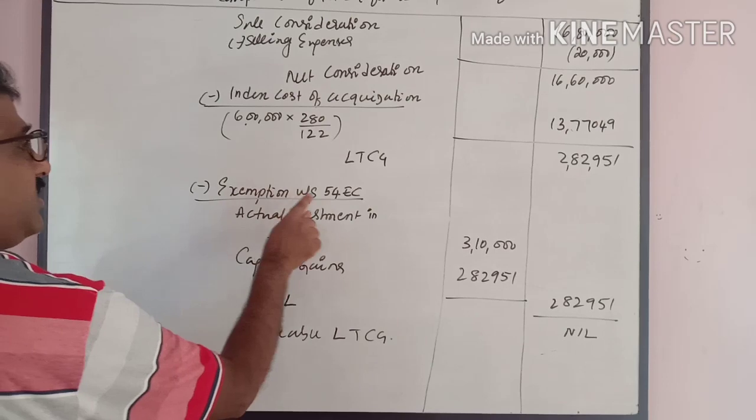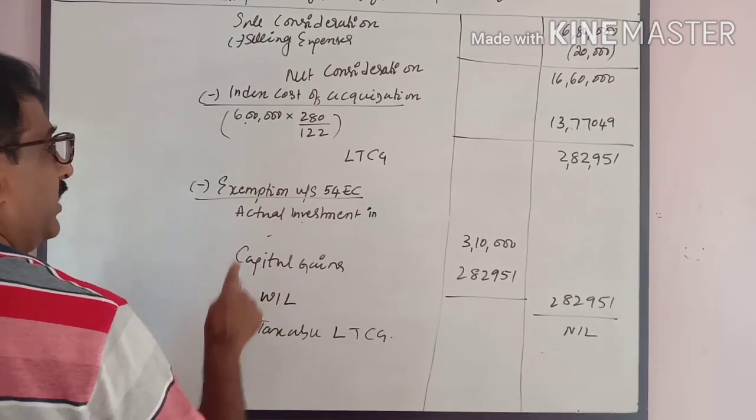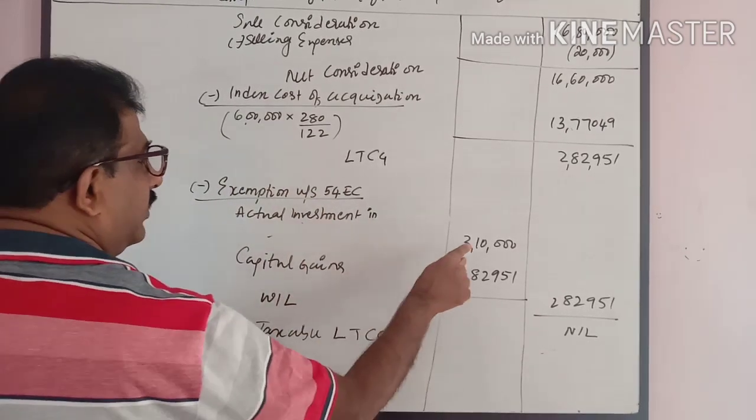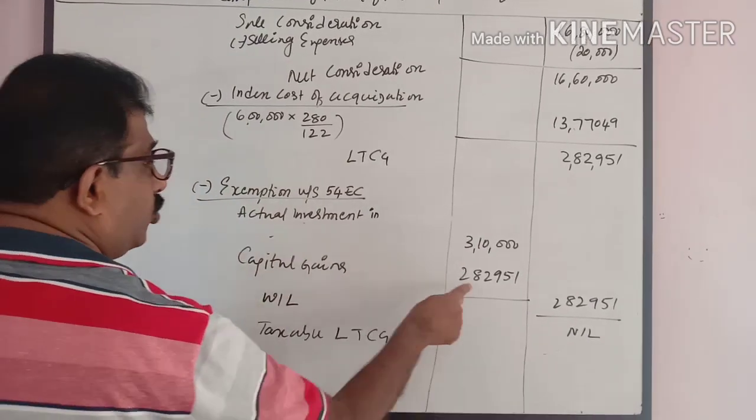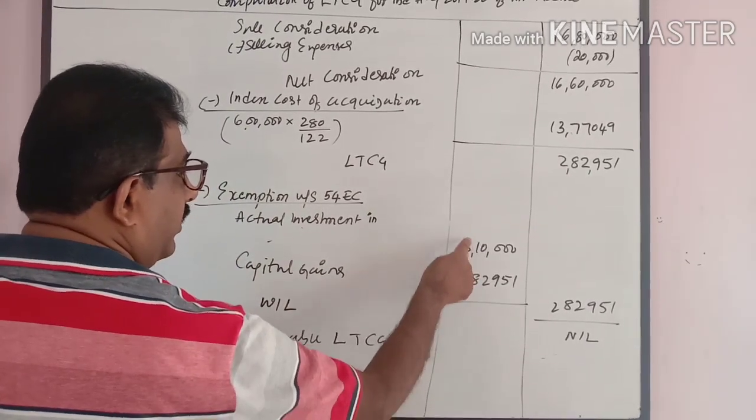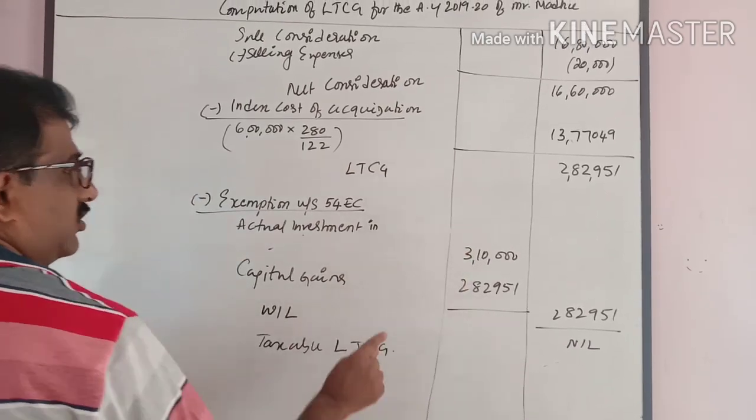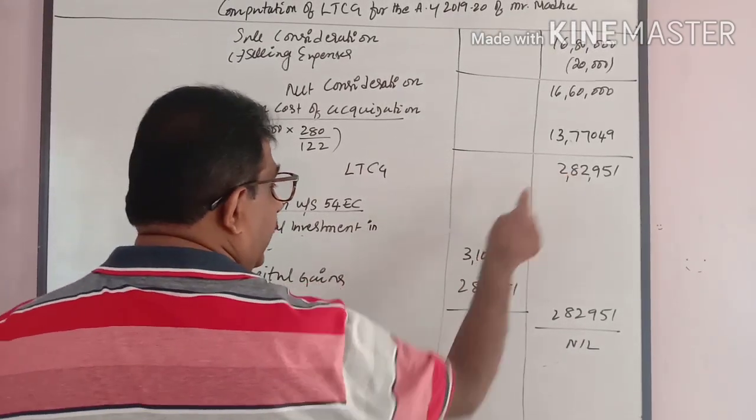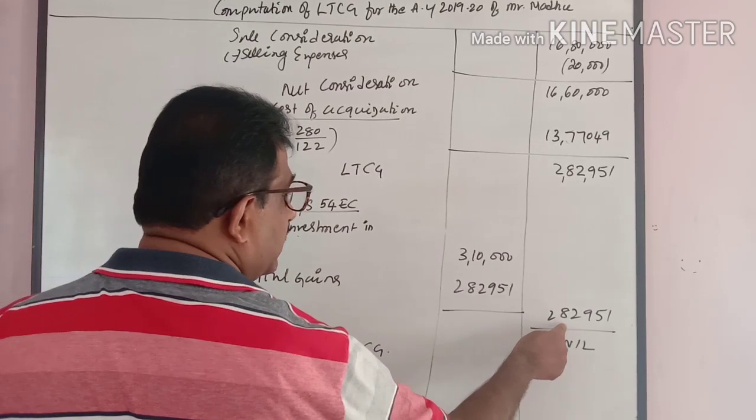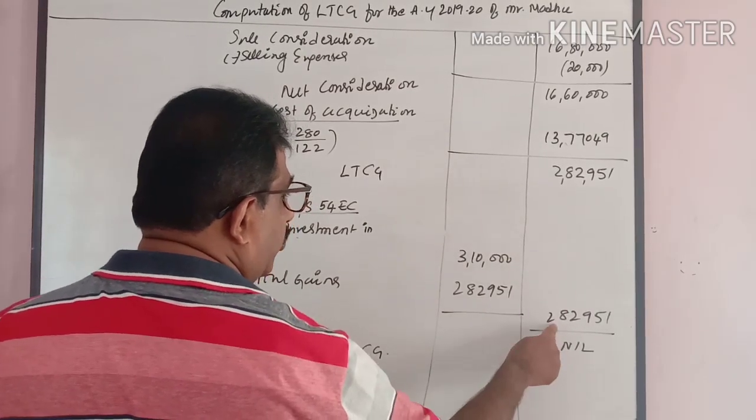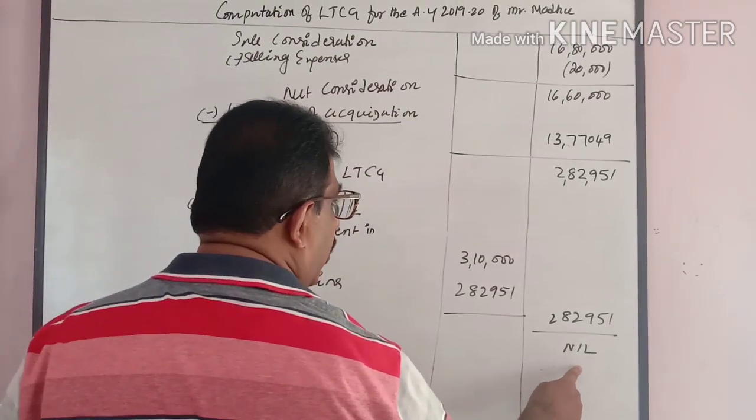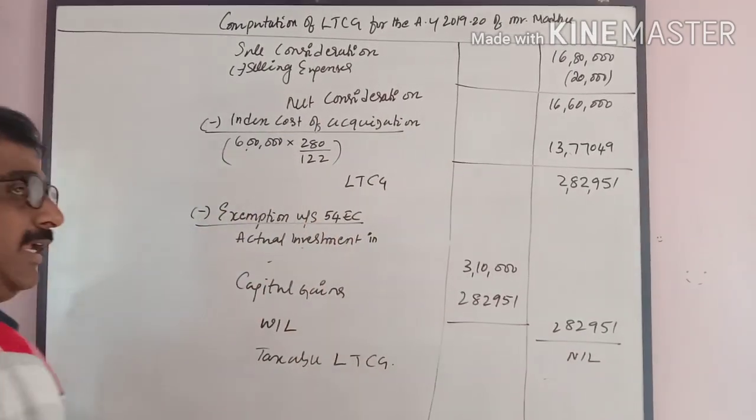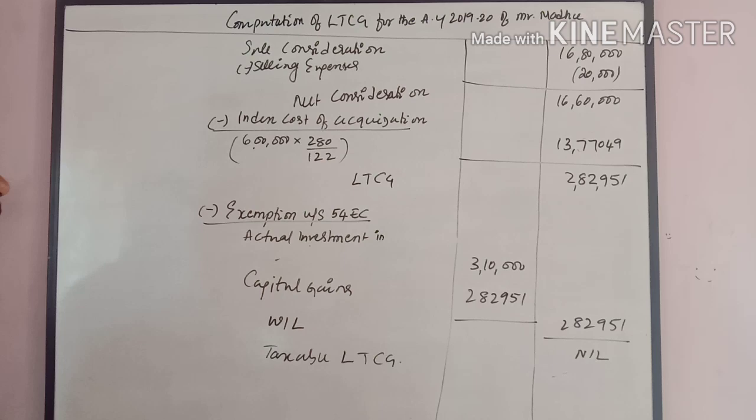The exemption under section 54 is the lesser of the actual investment of 3,10,000 and the capital gain of 2,82,951. Whichever is less: the capital gain 2,82,951 is less, so I have taken 2,82,951. The taxable LTCG becomes 0, nil. There is no capital gain in this particular case.